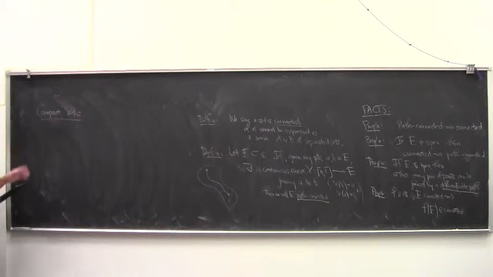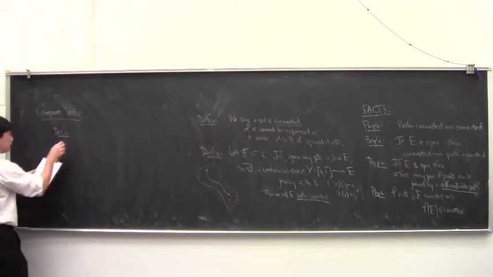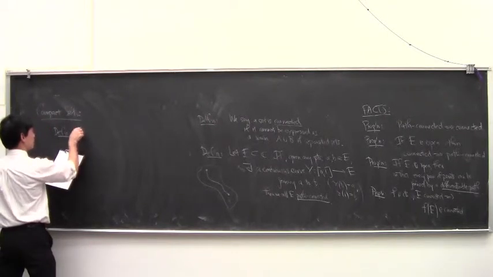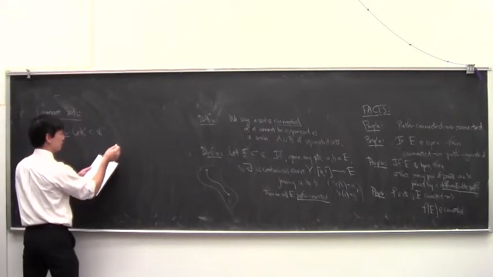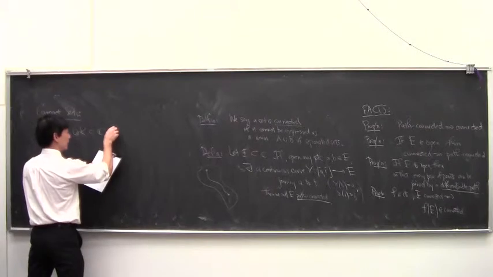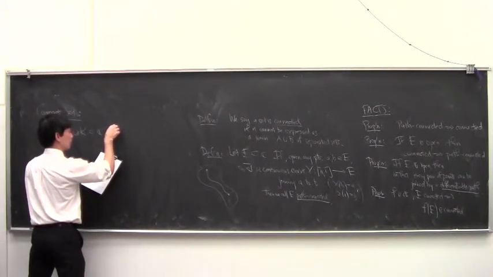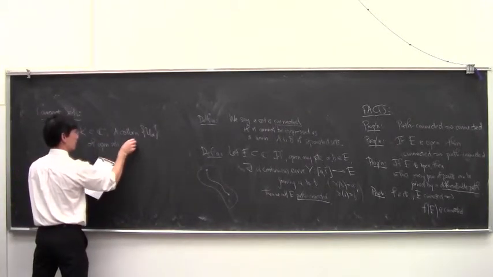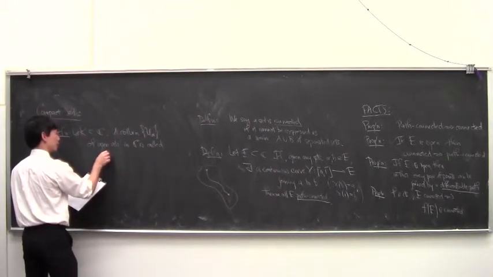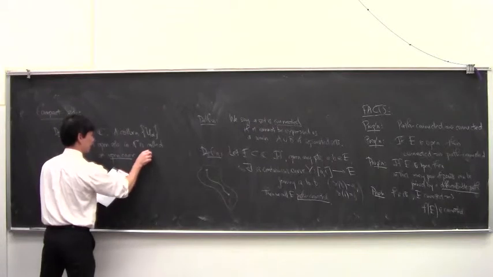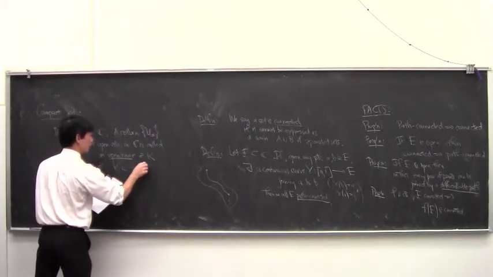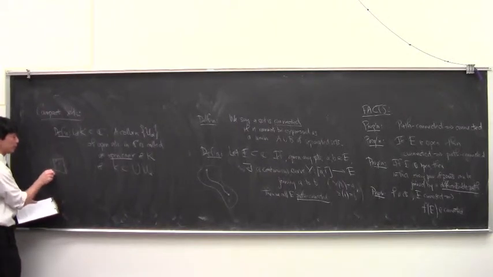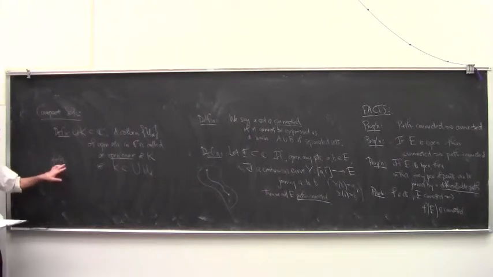Here's how you define it. The definition is a little bit strange, but this turned out to be the right way to define it. Let K be a set in C. We say a collection U sub alpha of open sets in C is called an open cover of K if K is contained in their union. So an open cover is just a bunch of open sets that cover the set K.